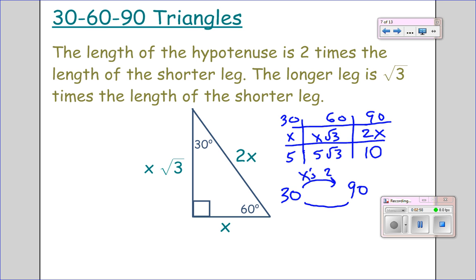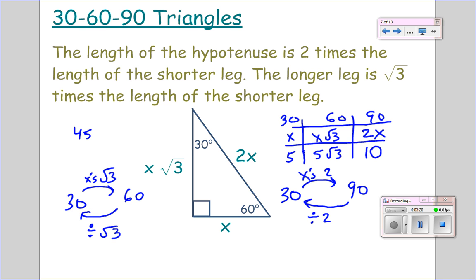To go from the 90 side to the 30 side, you divide by 2. So if I was trying to go back to 30, 10 divided by 2 is 5. To go from the 30 to the 60, you multiply by the square root of 3. So 5, 5 root 3. And to go from the 60 to the 30, you would divide by the square root of 3.